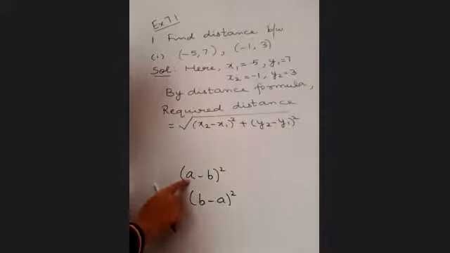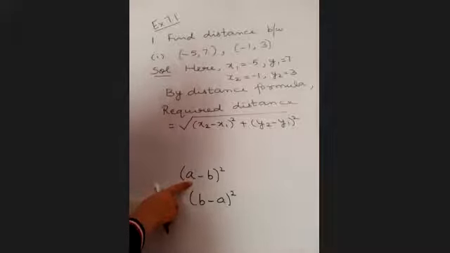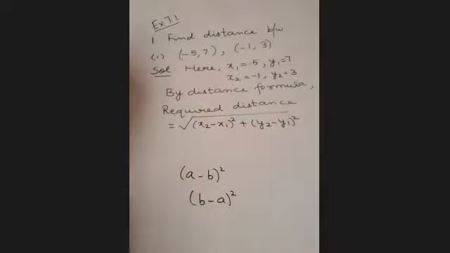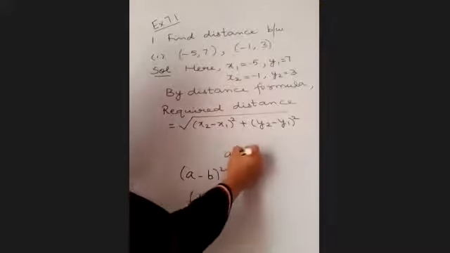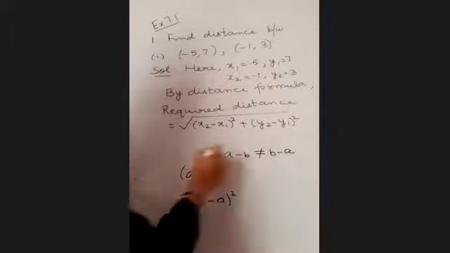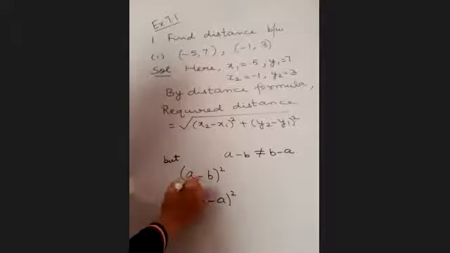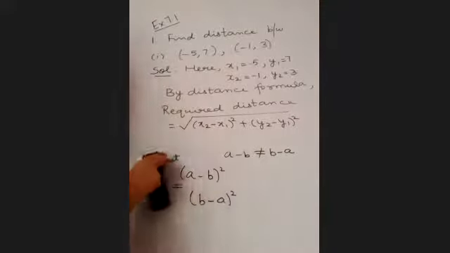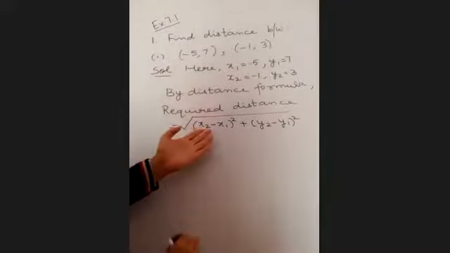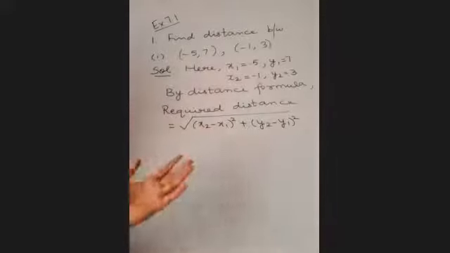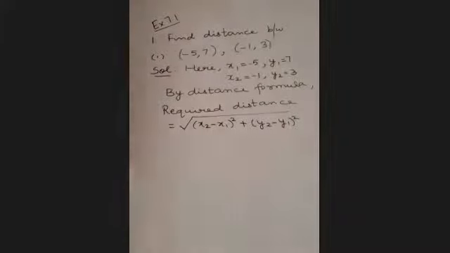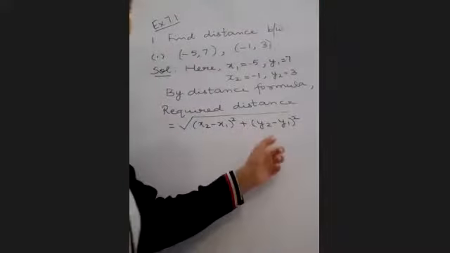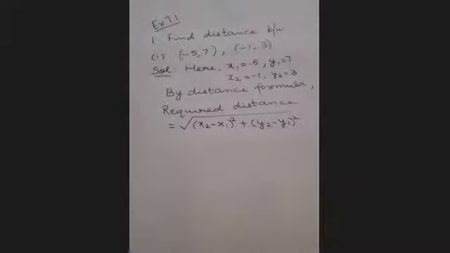What does this mean? It means a square plus b square minus 2ab. And this also means b square plus a square minus 2ab. So are both same? Yes, ma'am. A minus b is not equal to b minus a. But a minus b square is equal to b minus a square, beta. So we can take advantage of this. If you get confused in the exam whether it was x2 minus x1 or x1 minus x2, it hardly matters. But make sure both of these should be in the same order. If you are writing x2, then you should write y2.